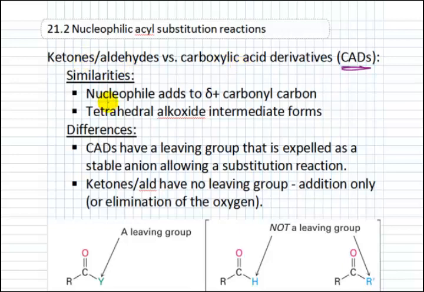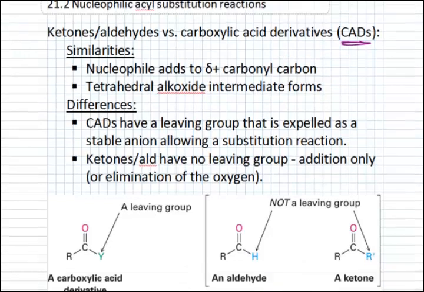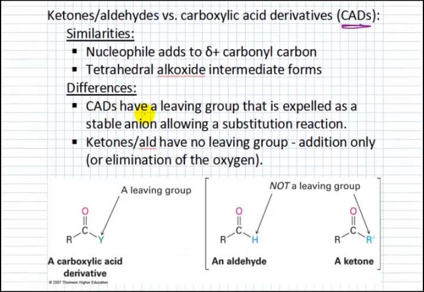Well, a nucleophile will add to the partially positive carbonyl carbon. A tetrahedral alkoxide intermediate will form. In both cases, that first step is the same. The differences are that carboxylic acid derivatives have a leaving group that's expelled as a stable anion, allowing for a substitution reaction to take place. Remember, a good leaving group is able to stabilize the negative charge that forms on it as a result.